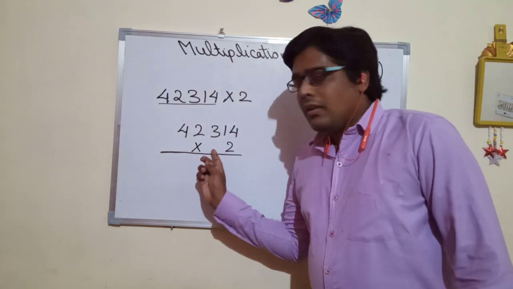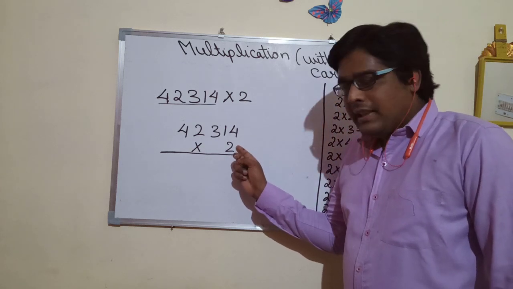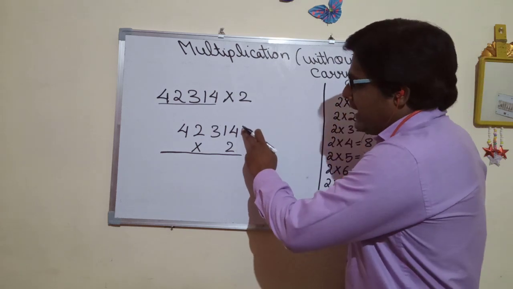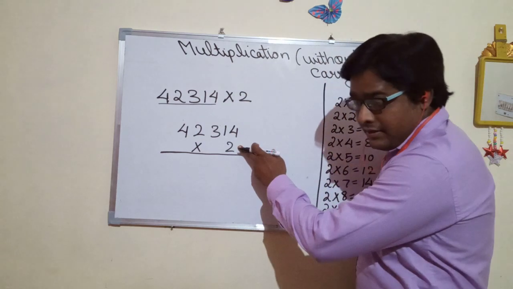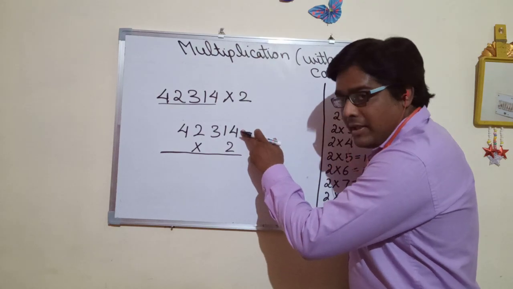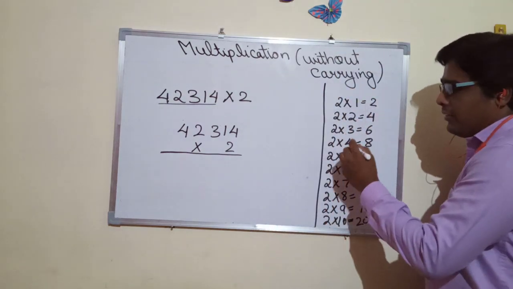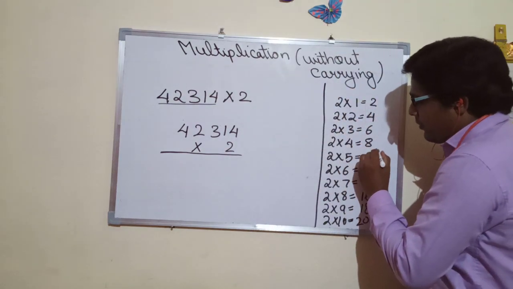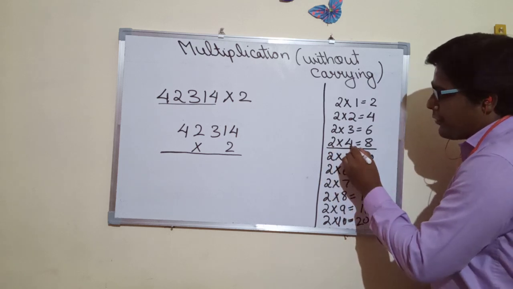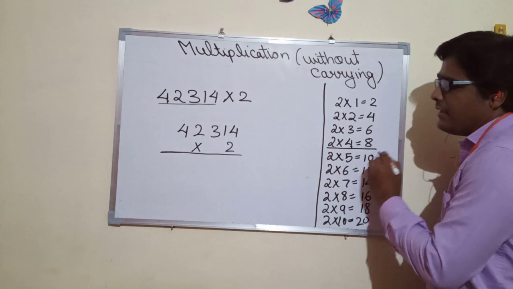Now we'll start multiplication. Our multiplier is 2, so first multiply 2 by 4. Multiply the number 2 by the number in ones place, that is 4. 2 fours are, now see over here, 2 fours are means 2 multiplied by 4. So 2 fours are, how much you will get? 8. 2 multiplied by 4 is 8. So this 8 you will write over here.